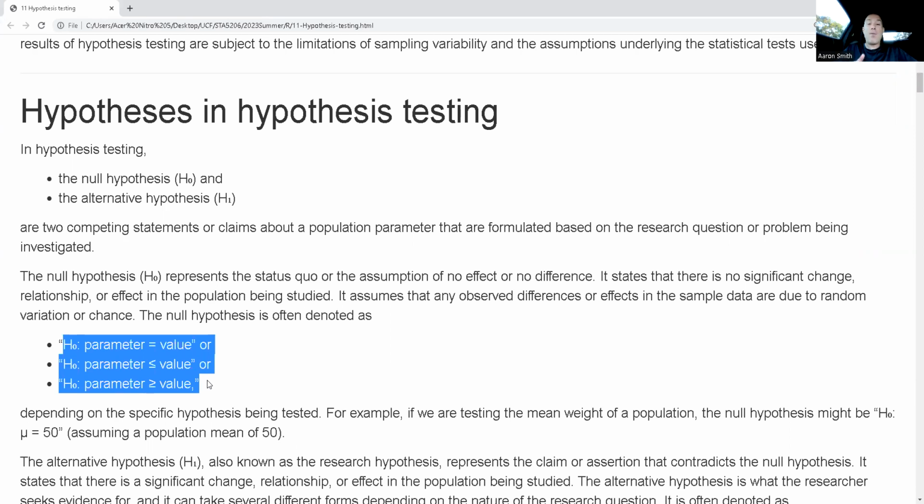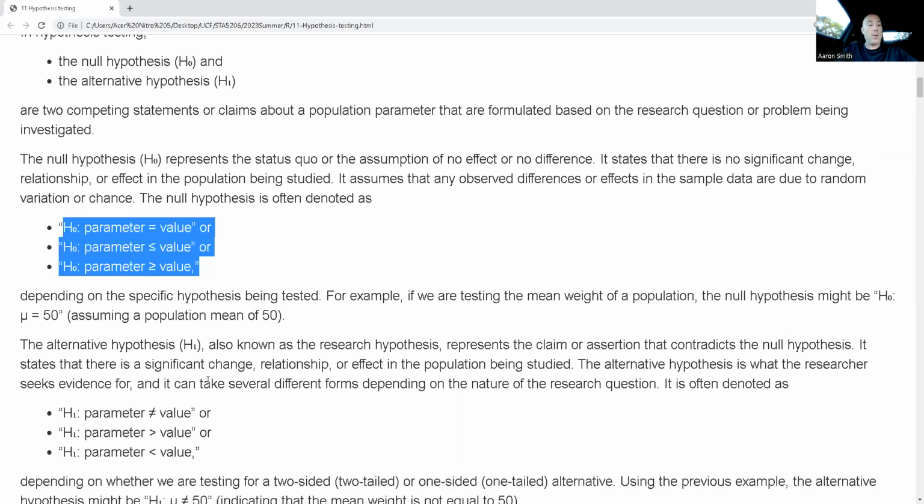Depending on the specific hypotheses being tested, for example, if we are testing the mean weight of a population, the null hypothesis might be that the average is 50, assuming that the population average is 50. The alternative hypothesis, H1, also known as the research hypothesis, represents the claim or assertion that contradicts the null hypothesis. It states that there is a significant change, relationship, or effect in the population being studied. The alternative hypothesis is what the researcher seeks evidence for, and it can take several different forms depending on the nature of the research question.